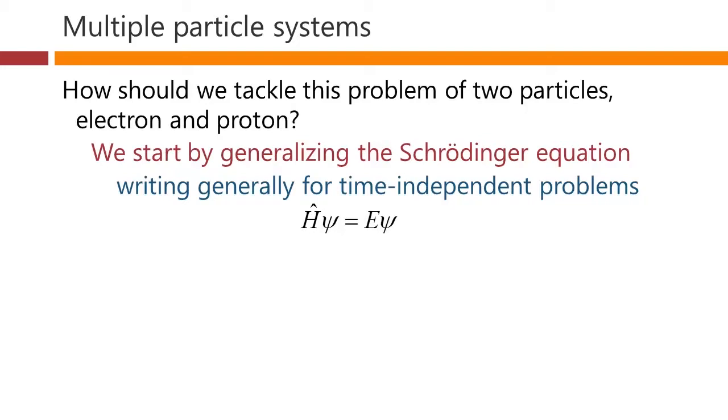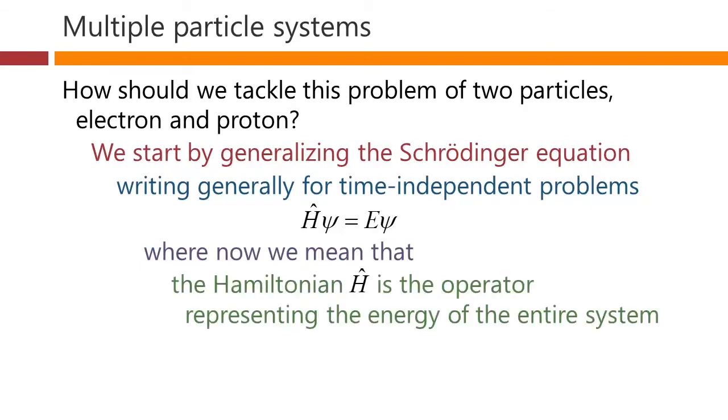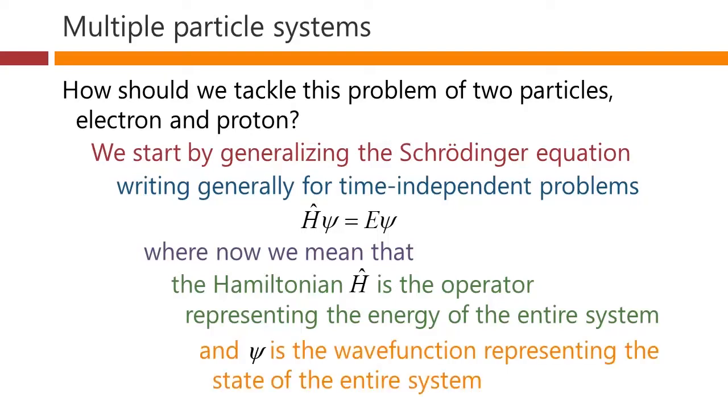The Hamiltonian is the Hamiltonian of our whole system now, of however many particles we have in it. And the energy will be the energy of the whole system, and the wave function will be the wave function of the whole system. So, as I said, explicitly now, the Hamiltonian is the operator representing the energy of the entire system, and psi is the wave function representing the state of the entire system, no matter how many particles it has in it.